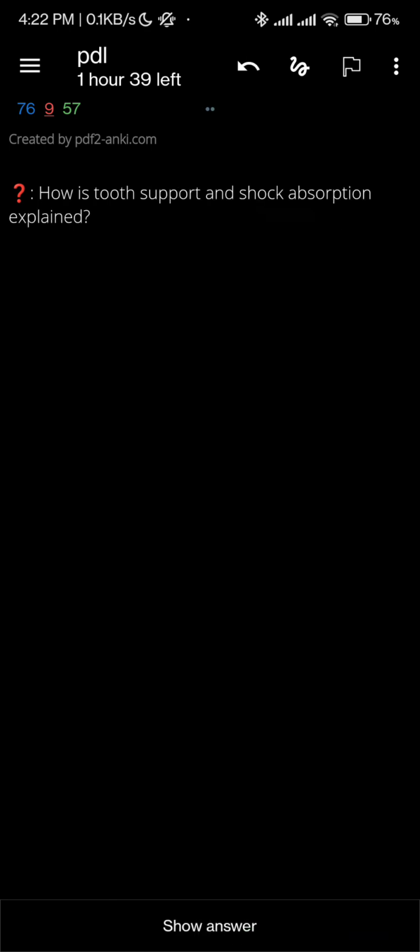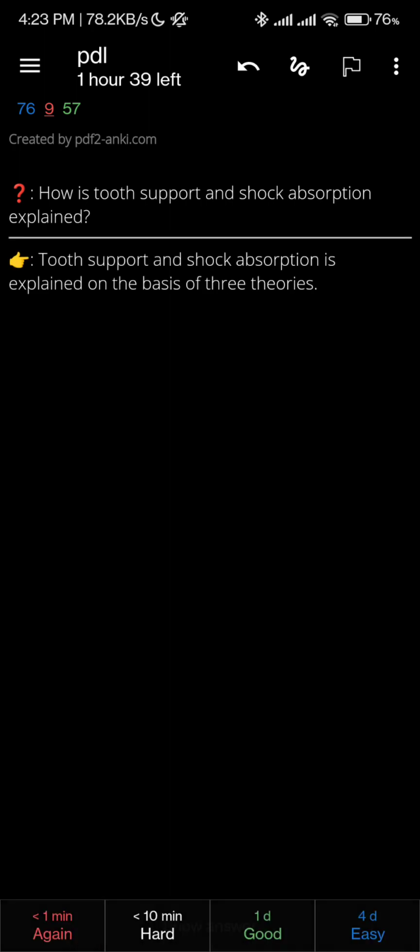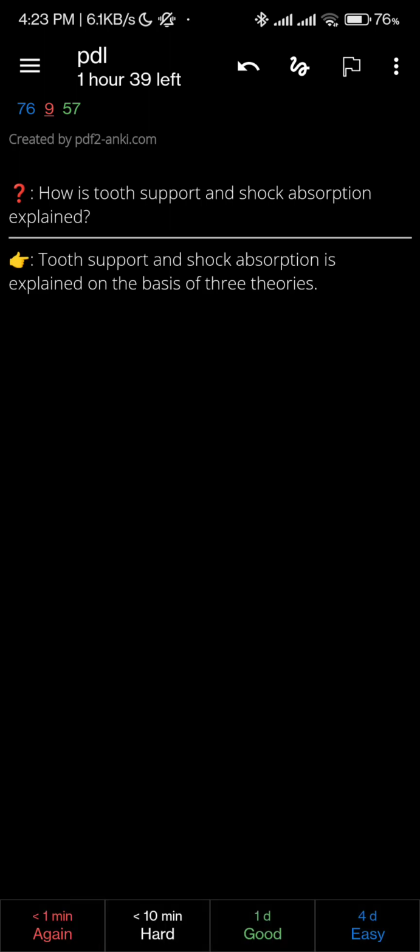How are tooth support and shock absorption explained? It is explained on the basis of three theories: a tensional theory, and a viscoelastic or fluid theory, where body fluids are responsible for tooth movement.